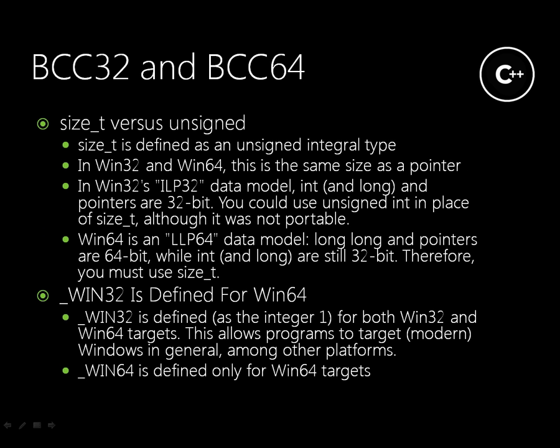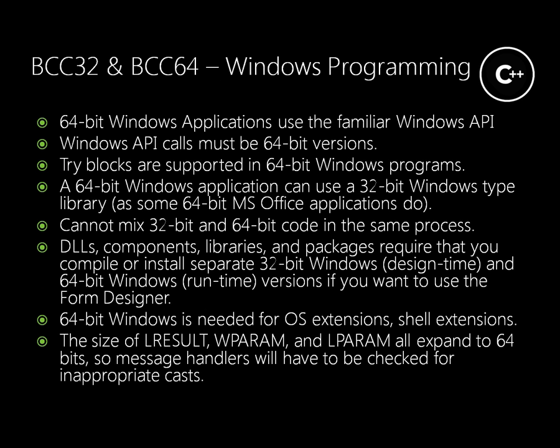Now, when working in 32-bit and 64-bit C++, you'll have to pay attention to a few things in your applications. size_t is defined as an unsigned integral type. In 32-bit and 64-bit Windows, this is the same size as a pointer. _WIN32 is defined for Win64, and _WIN64 is defined only for Win64 targets. So you can use both of those defines in your applications to deal with differences between the languages and the platforms. Now, when you're doing Windows programming in 64-bit, you're going to use a familiar Windows API.